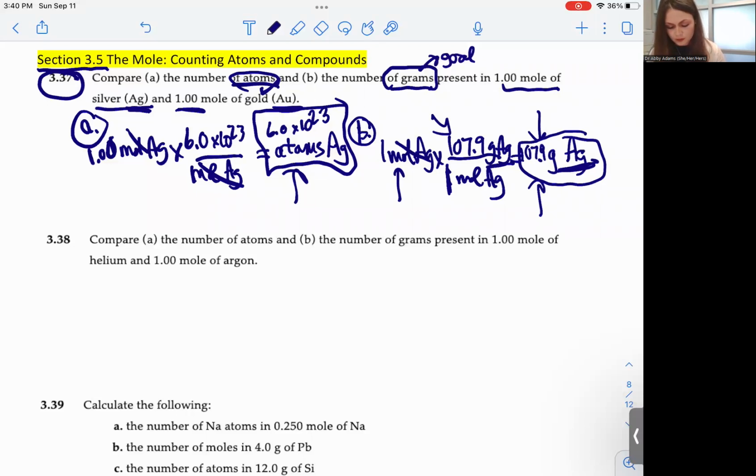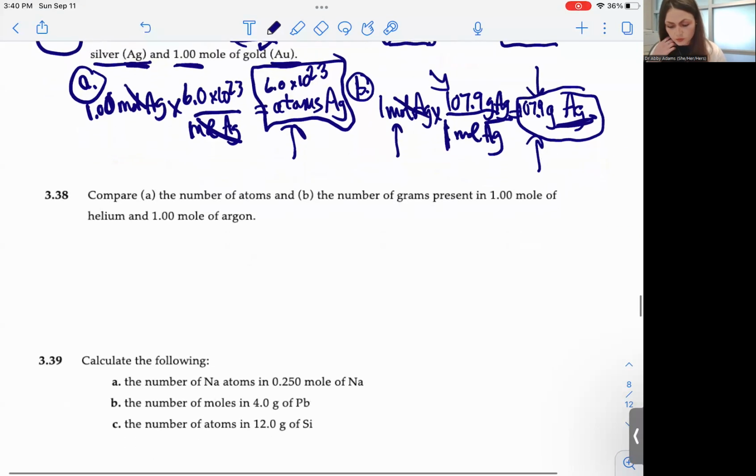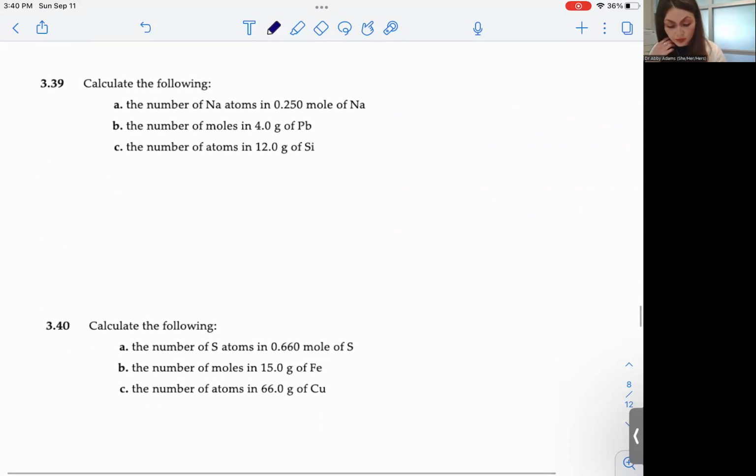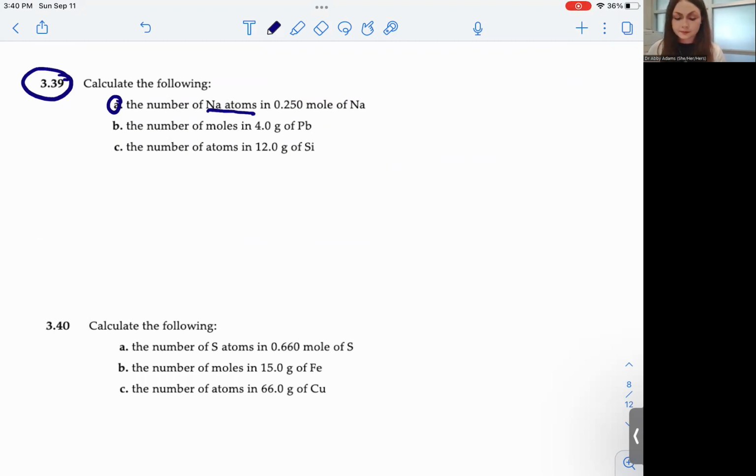All right. So now we're going to move on to 3.39, excuse me. Calculate the following. A, the number of sodium atoms in 0.250 moles of sodium. Okay, so how are we going to do this? So we want number of sodium atoms, right? So let's put that at the end. Sodium atoms.